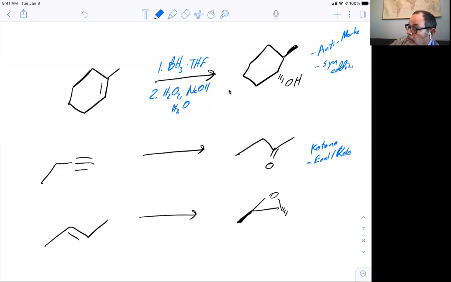Remember that the ketone comes from the enol-keto transformation, right? So therefore, what we want to do is put an alcohol on that second position. So we want to add an alcohol here because what we're going to end up getting is the enol, which then tautomerizes to the ketone. So we want to put it either Markovnikov or anti-Markovnikov. In this case, we want to put it Markovnikov.